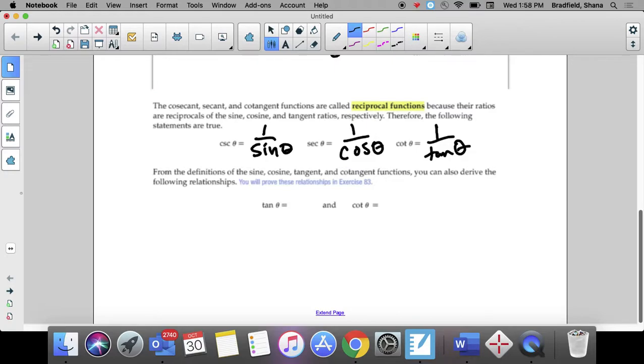Tangent and cotangent can also be written as a combination of other functions. So tan theta would actually be sine theta over cosine theta, and cotangent would be cosine theta over sine theta. Those are also identities.